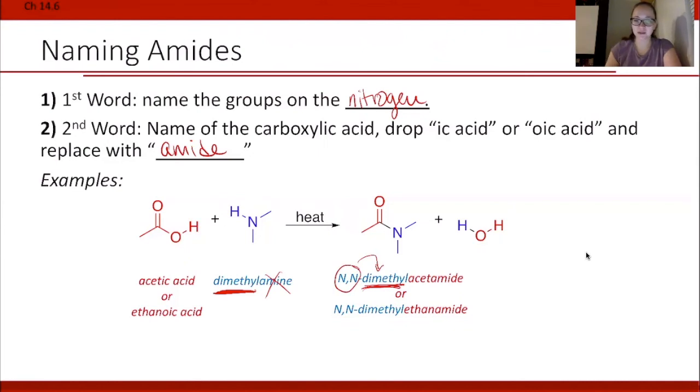And then we name the carboxylate. Over here we had acetic acid. So we're going to keep acet, A-C-E-T. We're going to drop -ic acid because it's not a carboxylic acid anymore, and we're going to replace that with amide. So we have acetamide, is how you pronounce that.